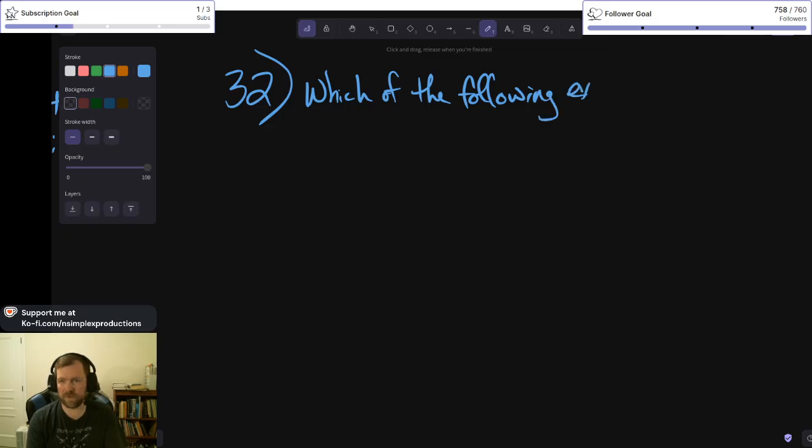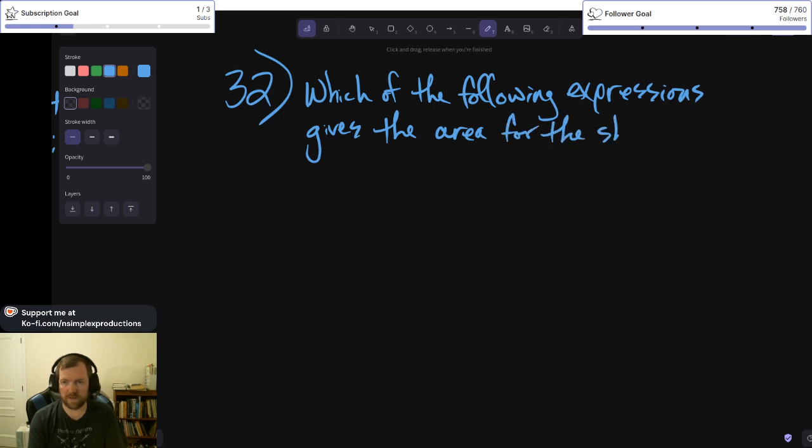Which of the following expressions gives the area for the shaded region?